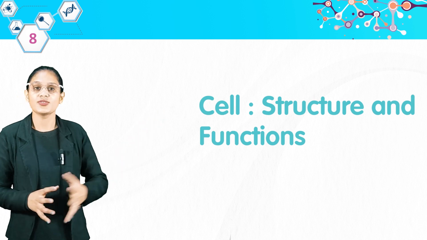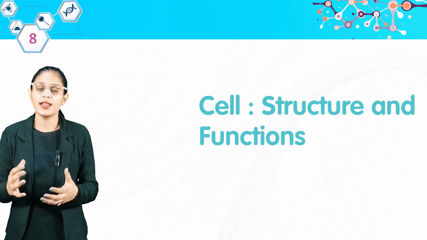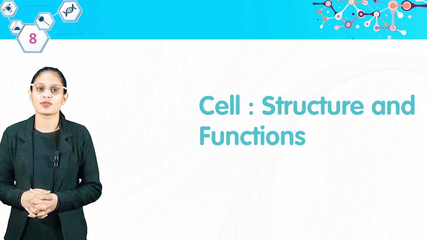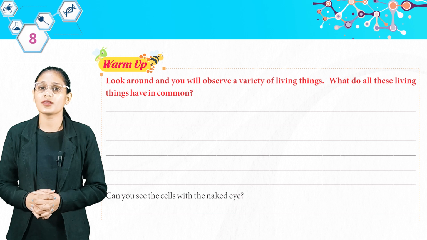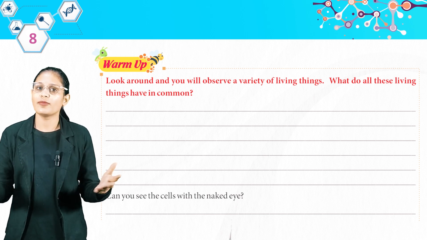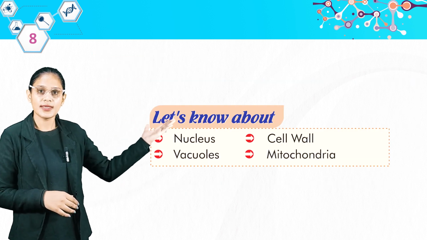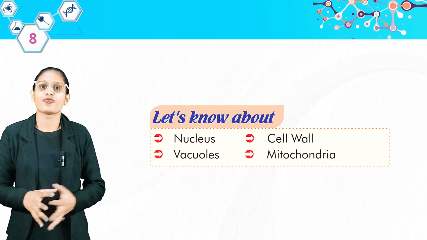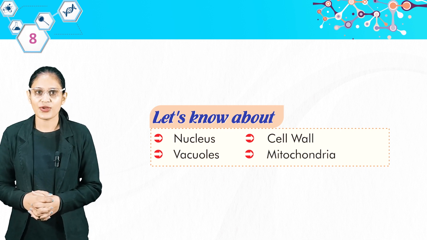Today we are going to discuss chapter 8, cell structure and functions. So students, today we are going to read about the cell and its structure and functions. Let's warm up. Look around and you will observe a variety of living things. What do all these things have in common? So students, you have to write your observation here. Let's know about nucleus, cell wall, vacuoles, mitochondria. These are the topics we are going to discuss in our chapter.